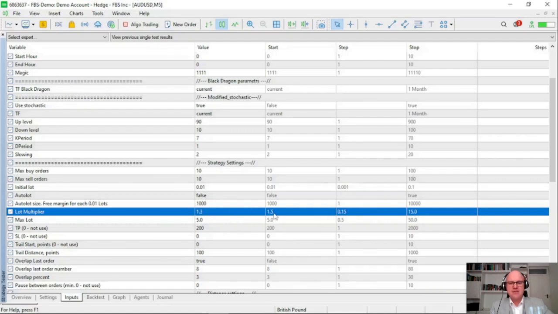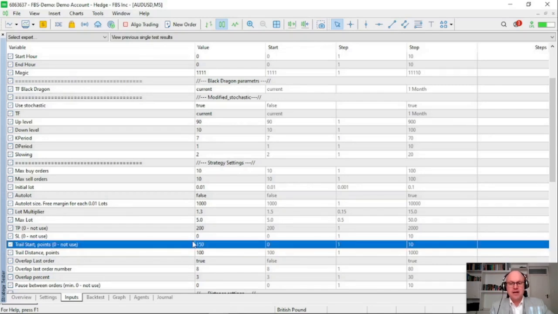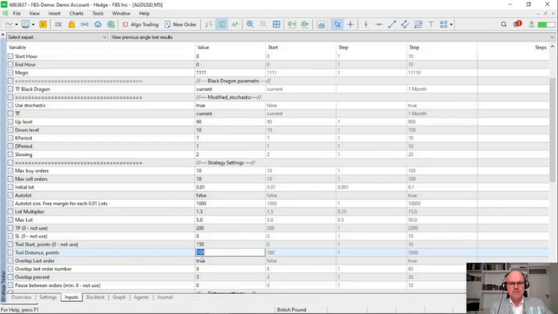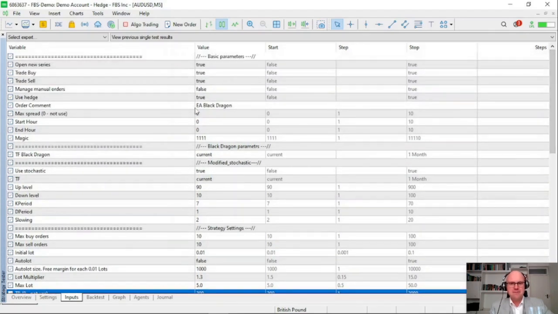By doing this, we can additionally get smaller lots in the grid, which could potentially stop it from blowing the account. You will notice on default that the maximum lot is set to 5 and the take profit is set at 20 pips. However, the trailing stop on default is disabled. What I am going to do for the trailing stops, I'm going to start it at 150 points or 15 pips and then let it trail by 50 or 5 pips.